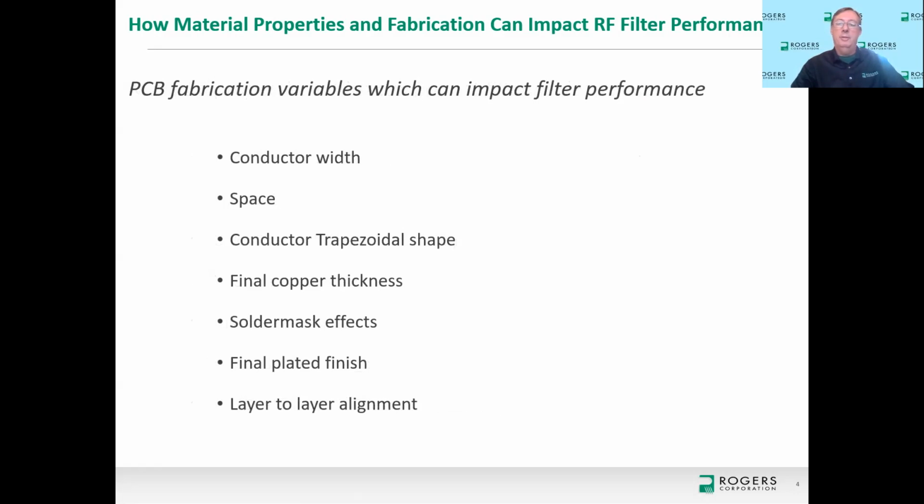Trapezoidal effects, what I mean by the conductor trapezoidal effects is a lot of the software that we look at, we'll see in a cross-sectional view a signal conductor that is rectangular in shape. In reality, the conductor shape is more trapezoidal, and that trapezoidal shape will change from one circuit to another, and some of that is due to the copper thickness, and the copper thickness will also vary from batch to batch of circuits.